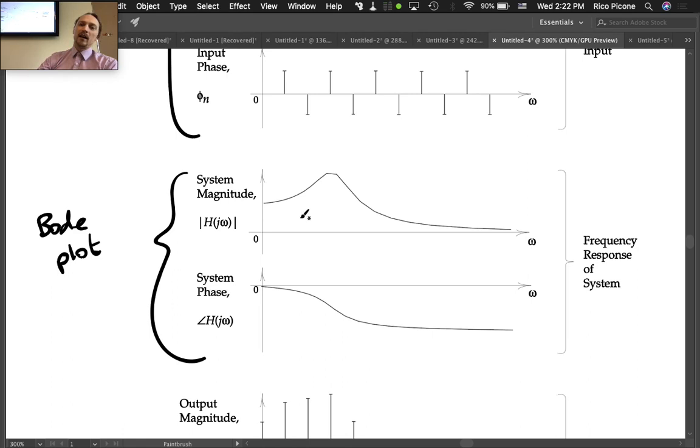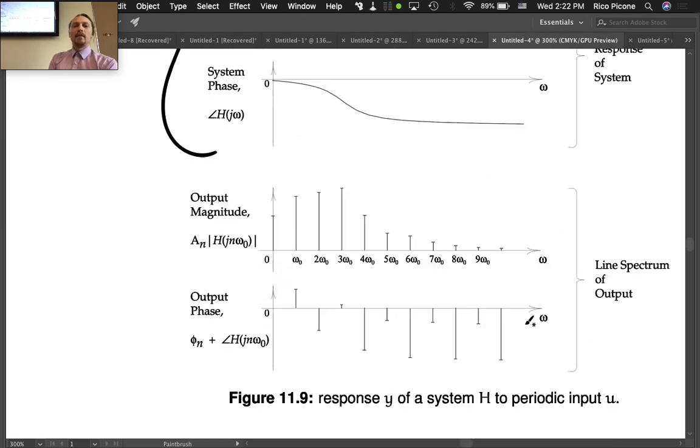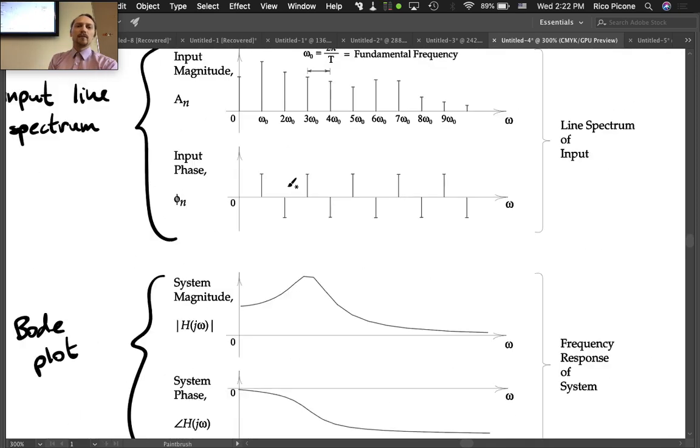And then the phase has this phase shift that starts off at 0 and goes to some negative number. We're looking at qualitative changes here, not quantitative. So that's what we'll do first. And then we've got this output. So the line spectrum of the output, okay? So this is all the output. And let's trace and see how each of these components gets transformed through the system.